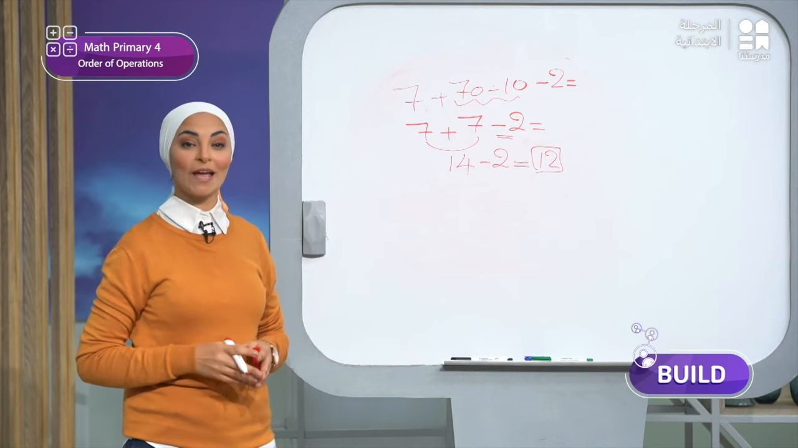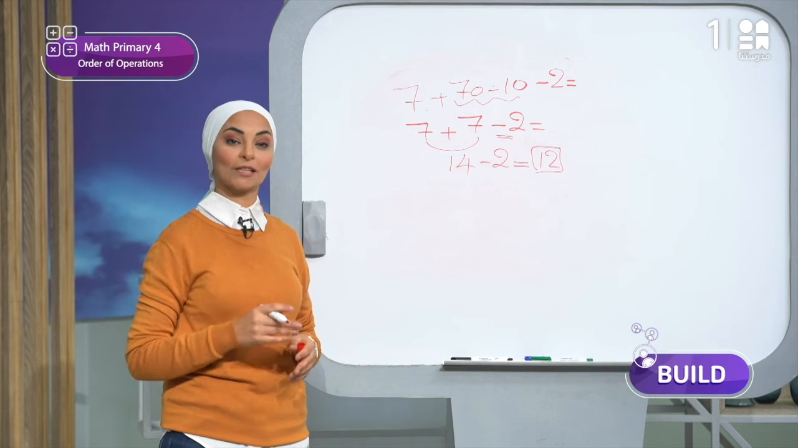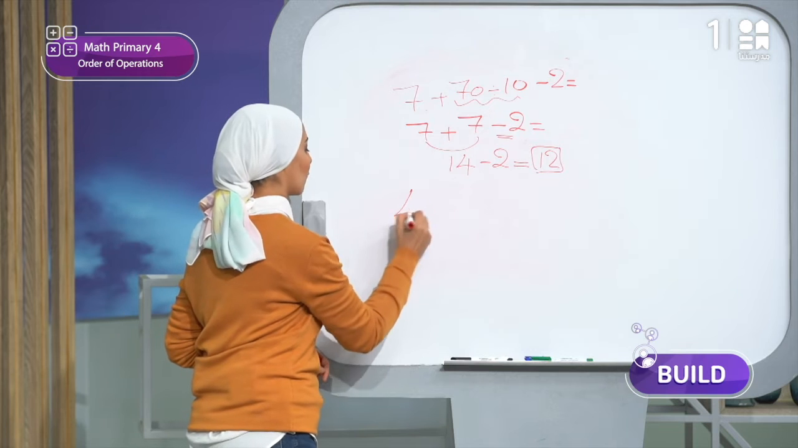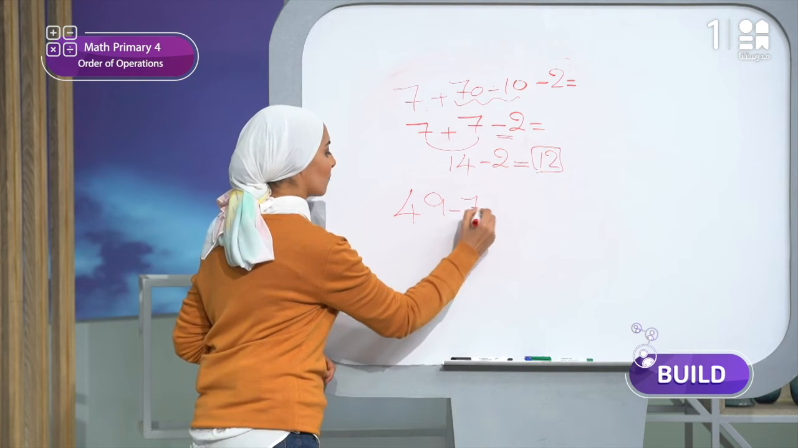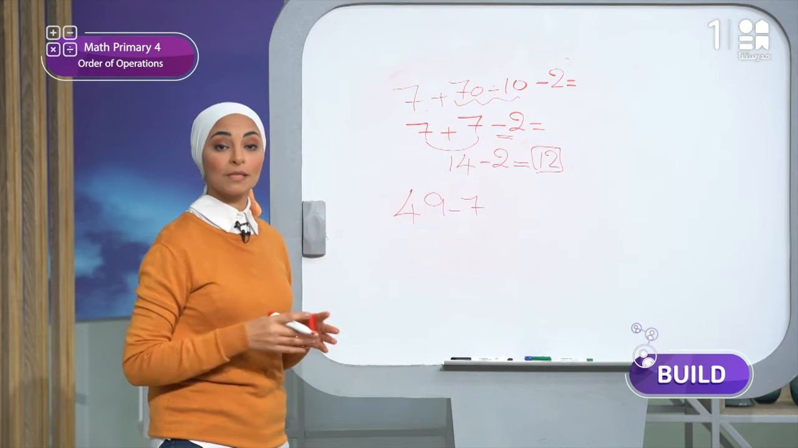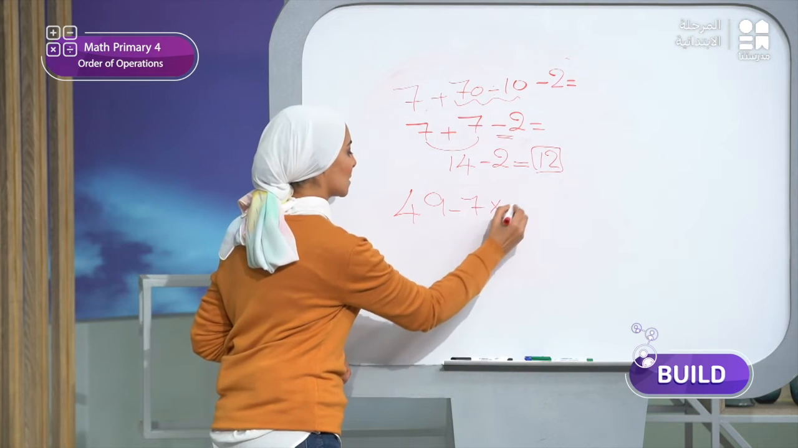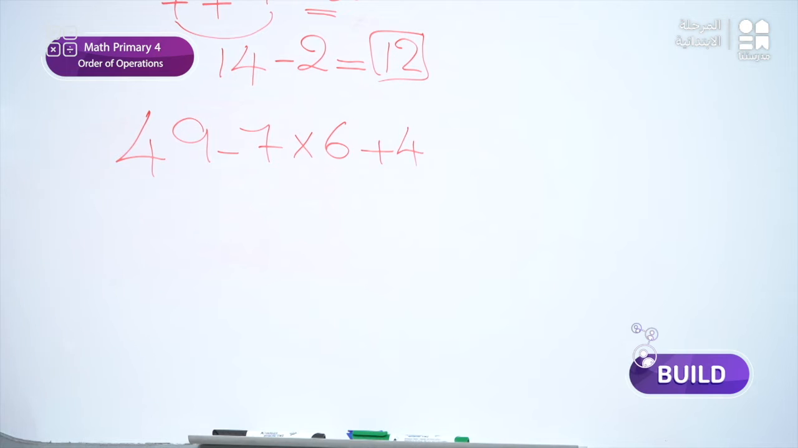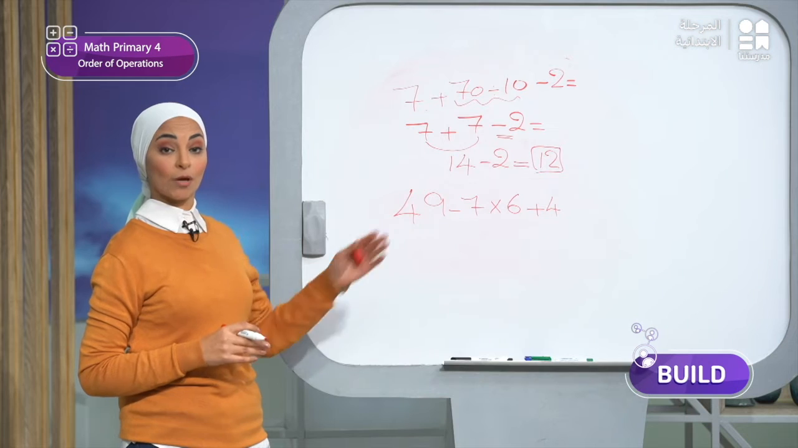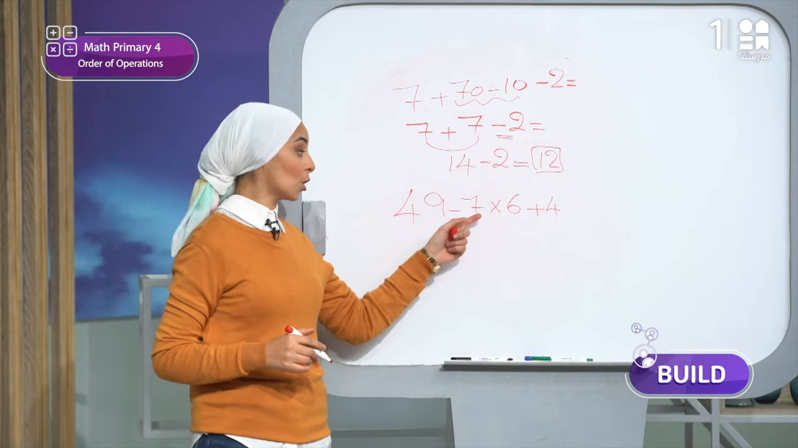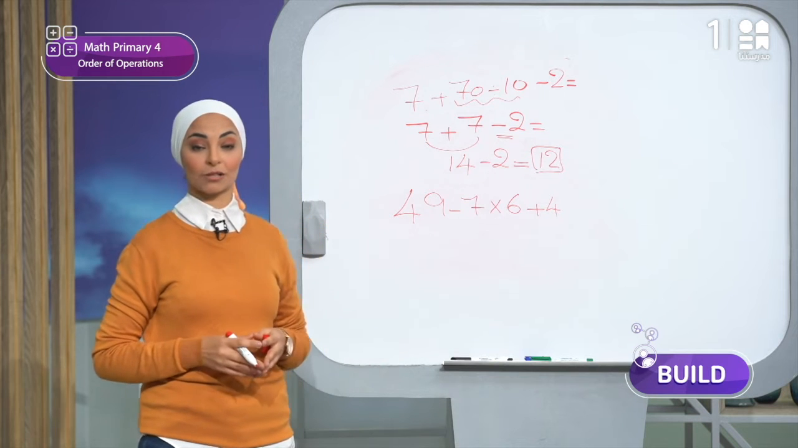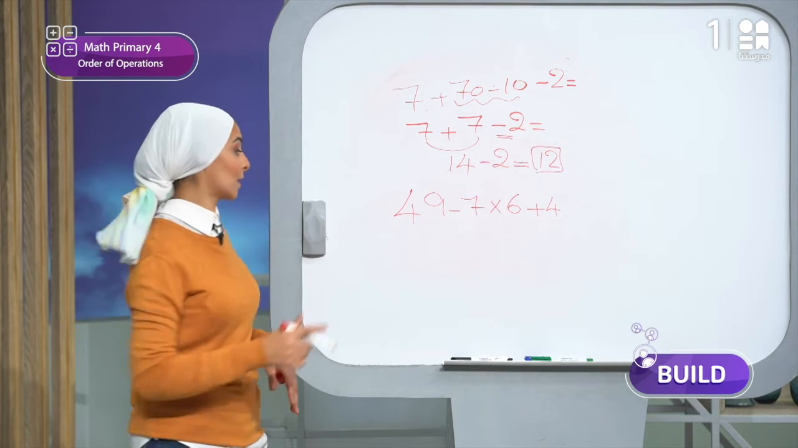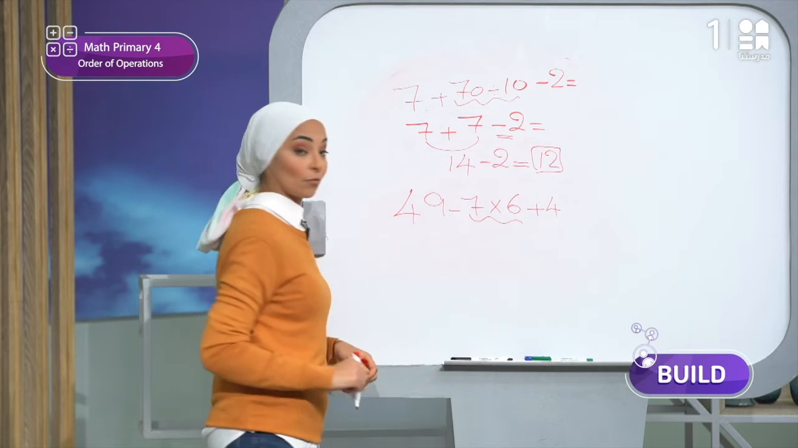In the same way, we will solve the following equation. Let's write the second equation together. Here I have 49 minus 7 times 6 plus 4. Now, I will start with what? Yes, in this equation we will find multiplication, addition and also subtraction. What will I start with first? As we agreed, I will start with the multiplication. So 7 times 6, right?